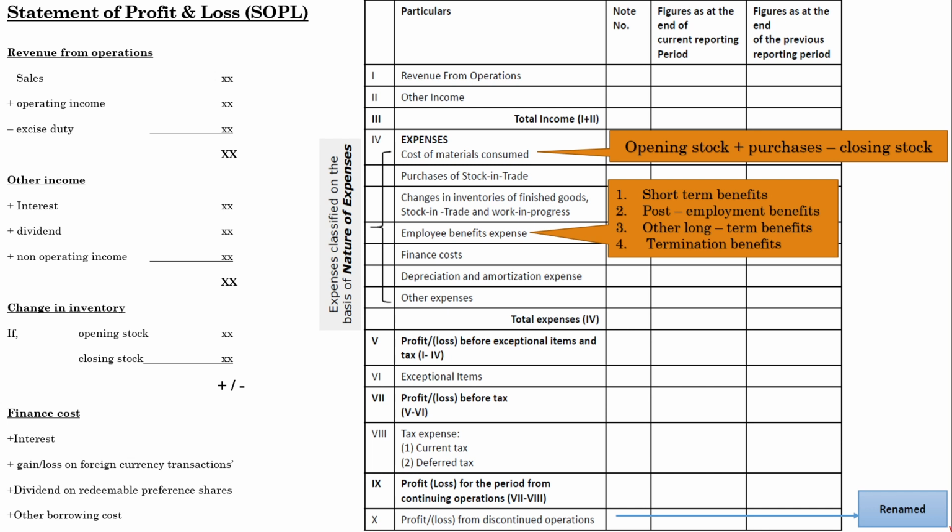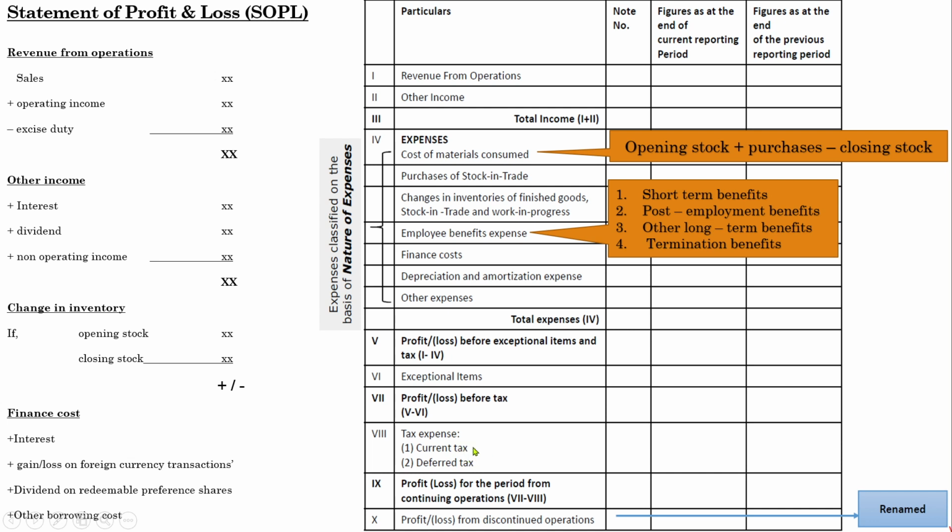So prepare for that. After exceptional items, next one is profit and loss before tax, because we haven't dealt with the income tax until now. So here you will get a value after adjusting exceptional items, if there are any given in the question. Here you will write the profit and loss before adjusting the tax. That is why it is called profit and loss before tax. And while computing tax, there are two types of tax. One is current tax and the other is deferred tax.